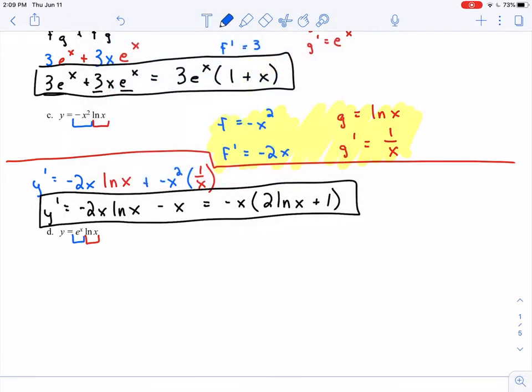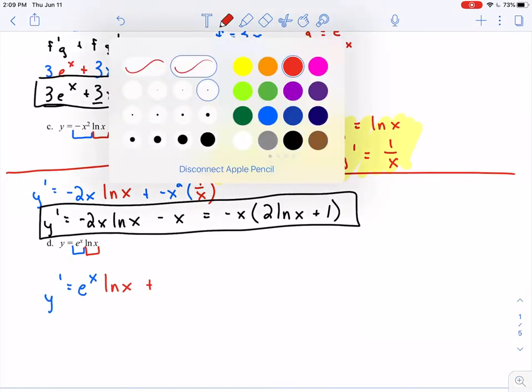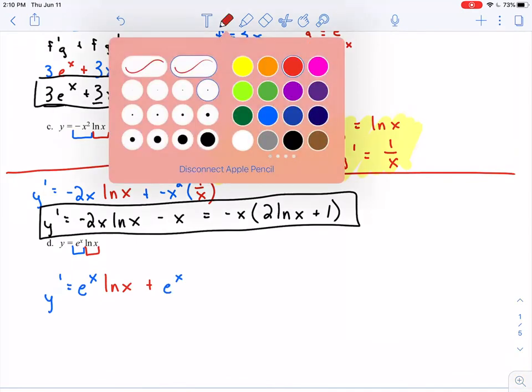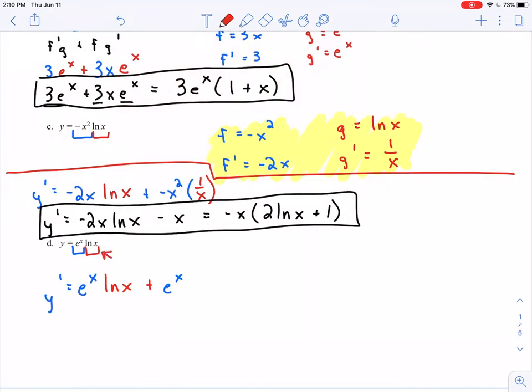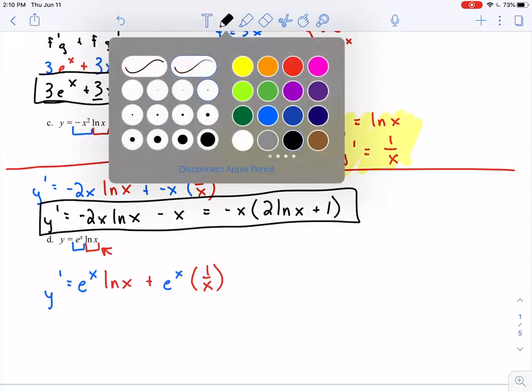Let's get to it then. Y prime, derivative of e to the x, so the derivative of this guy would just be e to the x, times g. I'm going to leave natural log of x alone, so that'll still be natural log of x, plus f, so I leave e to the x alone this time, it's still just e to the x, times g prime, derivative of natural log of x, that's 1 over x. Honestly, I think I could probably just leave my answer here.